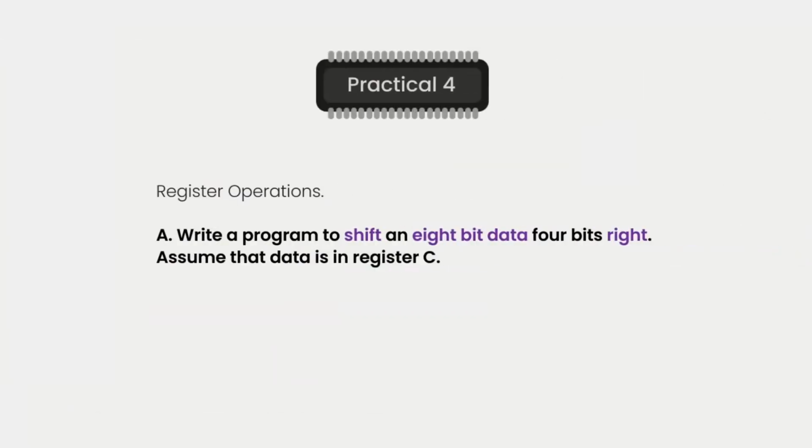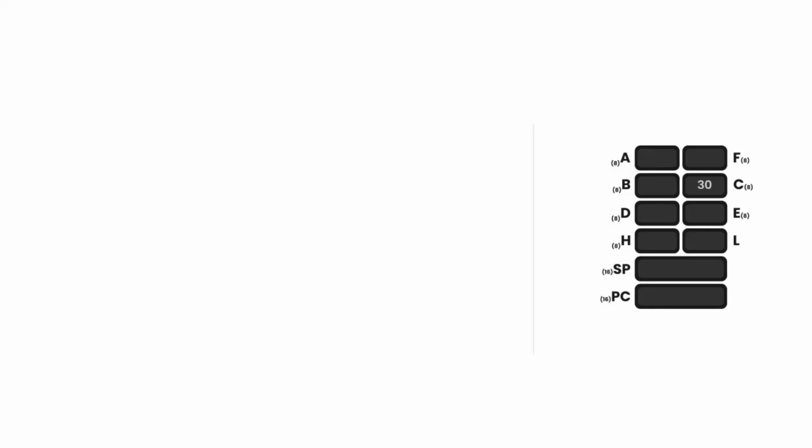In the first question, we have to shift 8-bit data 4 times right. Data is in register C. Here we have the number 30 in register C. I will first copy this number into accumulator, as this operation can only be performed in that register.